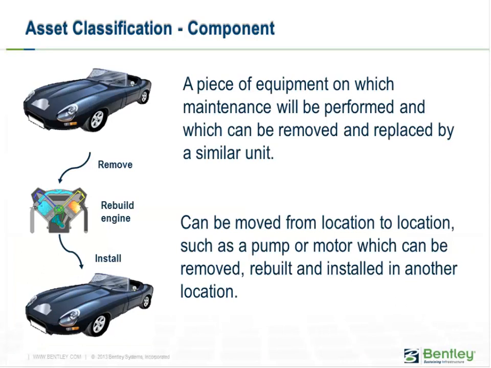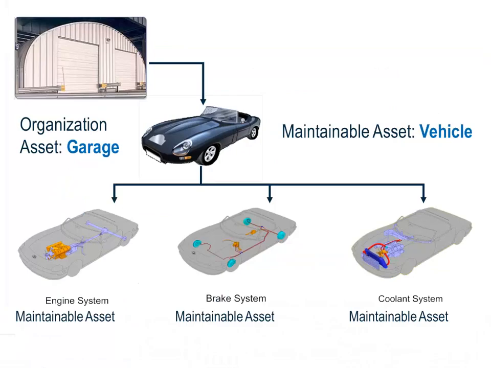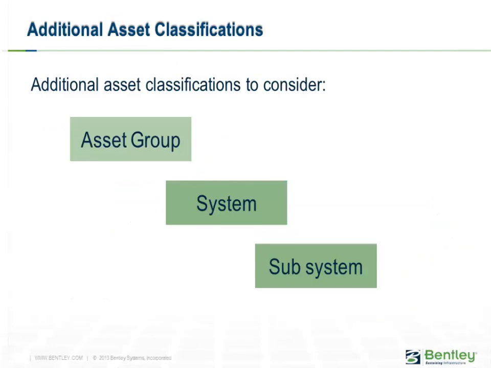Finally, we learned that assets that can be maintained but also moved from one location to another are called components. Components are installed into component locations. When you consider the garage, the car, and the car systems, the hierarchy may look like this. Other classifications are asset groups, systems, and subsystems.